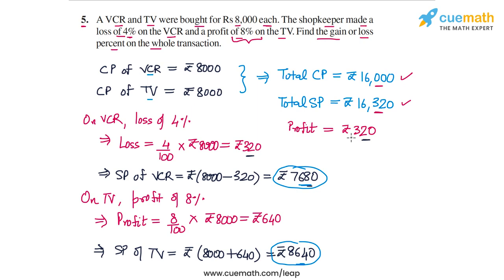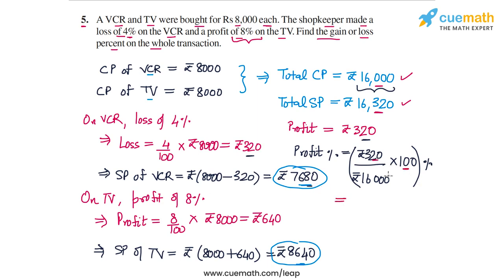Finally, from this profit, we can find the profit percentage on this base, the cost price of 16,000. So the profit percentage is equal to rupees 320, the profit, by rupees 16,000, which is the total cost price of the two items, into 100. And what is this equal to? 320 into 100 is 32,000. 32,000 by 16,000 is 2. So the profit percentage is 2%. So the answer to this question is that the shopkeeper makes a net profit on the whole transaction, and that profit is equal to 2%. So this is the answer to question 5.